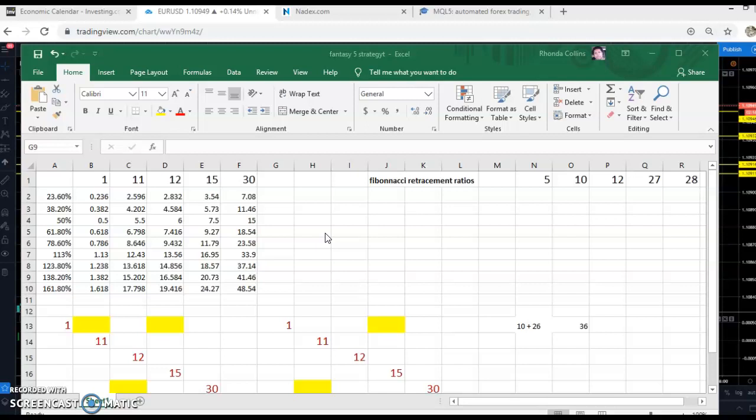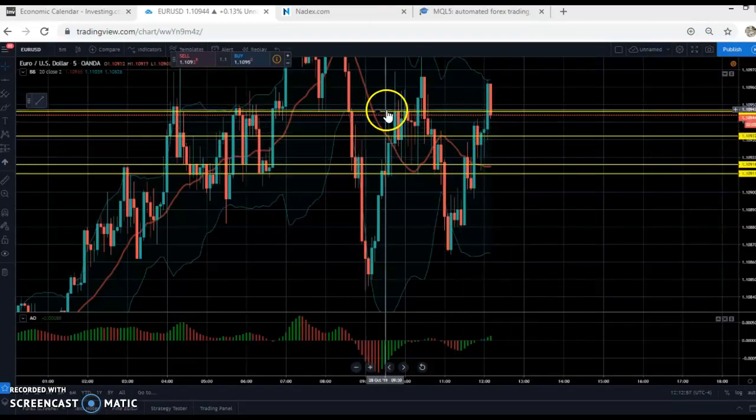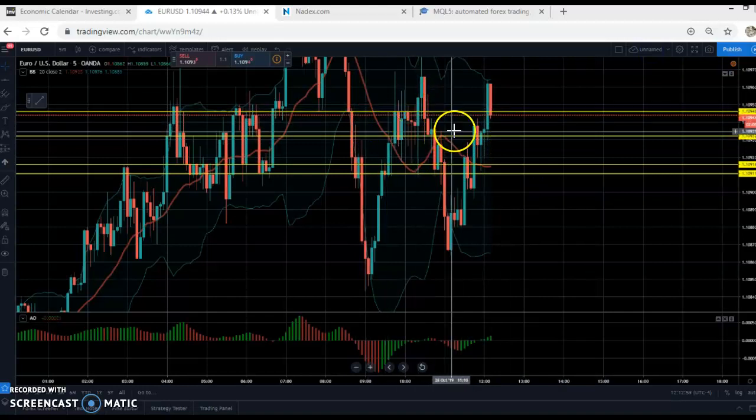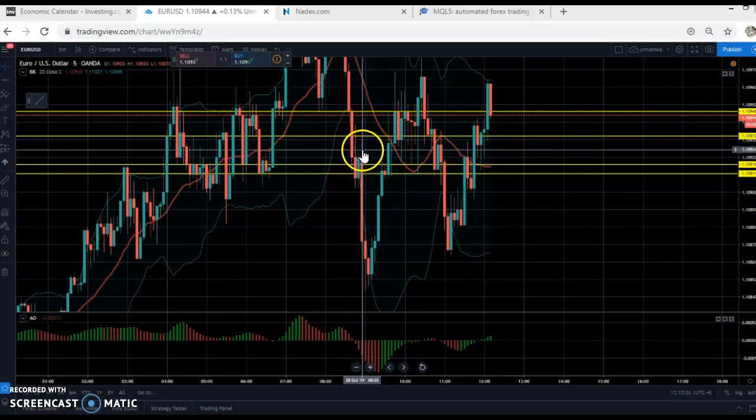I don't have the time to get into any explanations regarding trading, except what I can do is show you this really quickly. Let me show you. So this is what my chart looks like, and the ratios would help you.